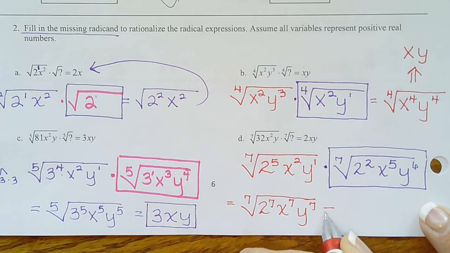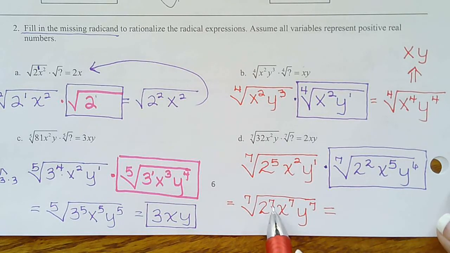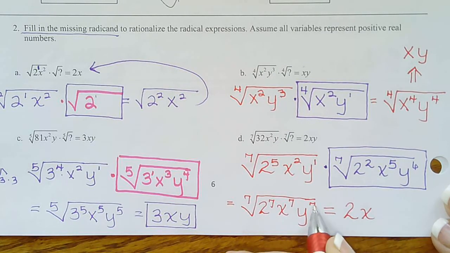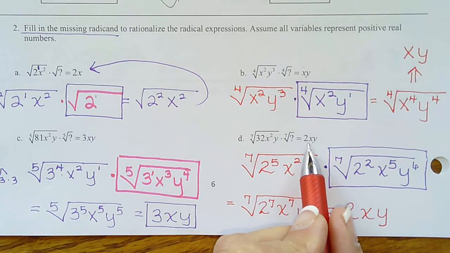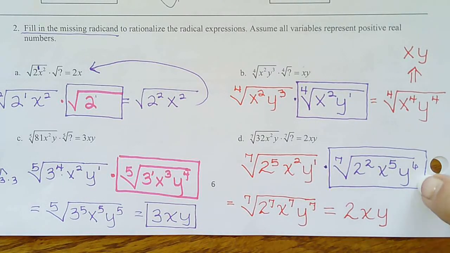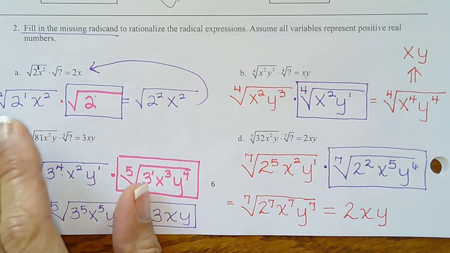Now that they're all perfect powers of 7, 7 divided by 7, 2 to the 1st pops out. 7 divided by 7, x to the 1st pops out. 7 divided by 7, y to the 1st pops out. And you can see that is what we were supposed to get, 2xy. So that is what it's missing to make it perfect powers. So now we're going to move on to page 7 and see why we had to learn this.